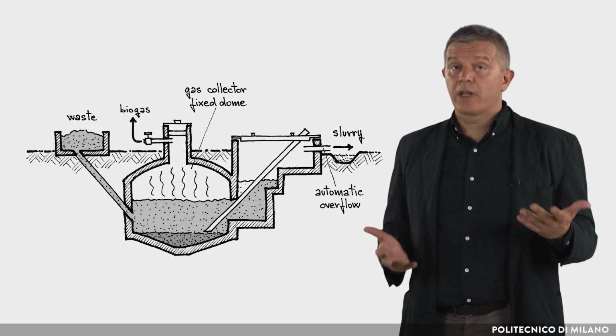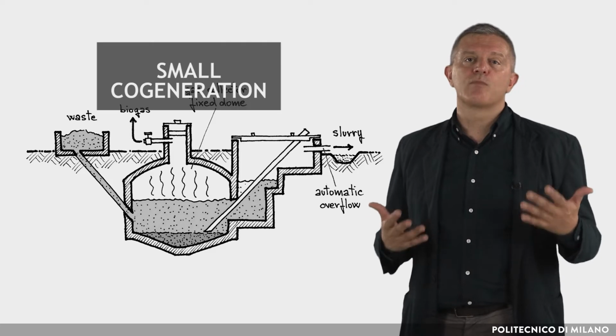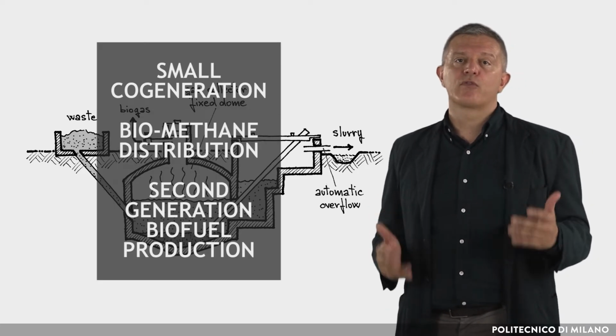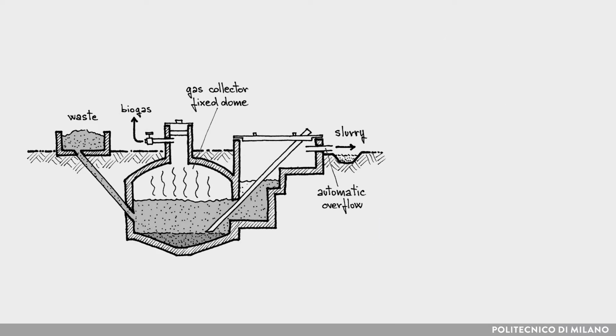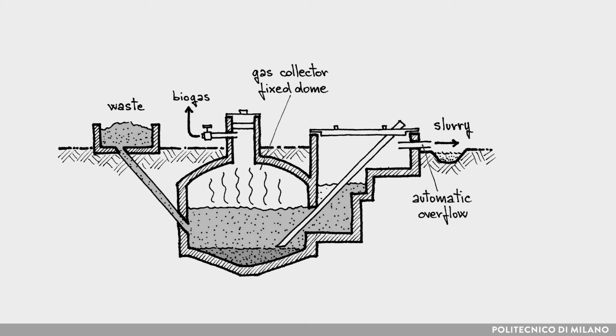Recent research and applications demonstrate that biomass can be effectively used in the field of small cogeneration, biomethane distribution, and second-generation biofuel production. In fact, different technologies are available today, depending on the type of biomass to be processed, the final energy needs to be satisfied, and on the economic conditions.